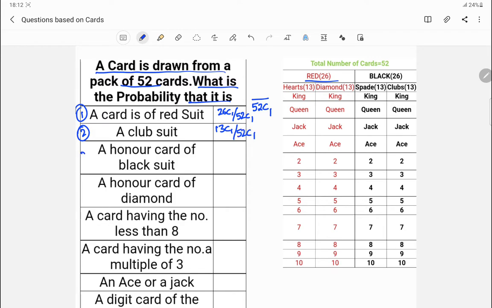Now let us look at the third question. A honor card of black suit. As we know, there are 16 honor cards. Out of 16, 8 will be from black suit, so it is 8C1 by 52C1.